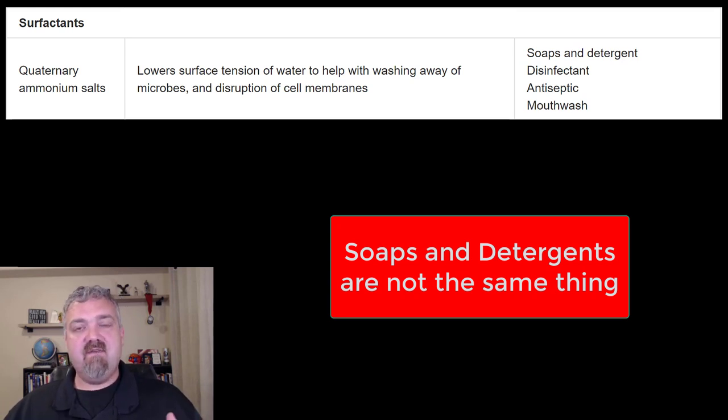But they leave a soap film, especially if you have hard water that has a lot of minerals in it, like calcium and magnesium. Detergents don't do that because they're synthetic and they're able to wash these things away. I saw that in a really neat example in a chemistry lab. So soaps and detergents are not the same thing.